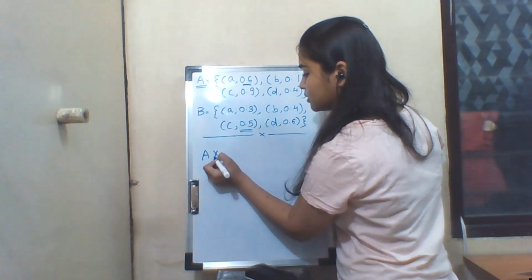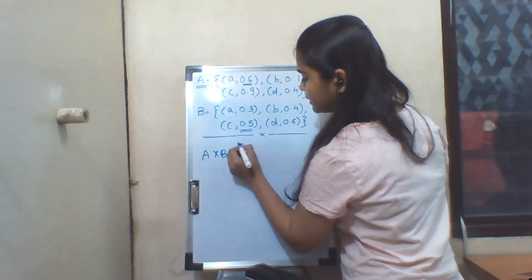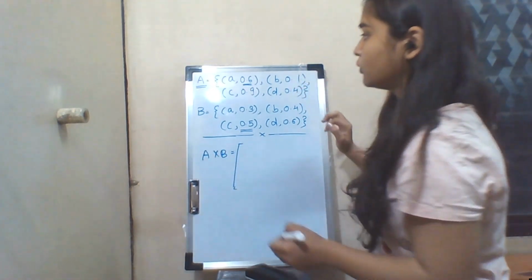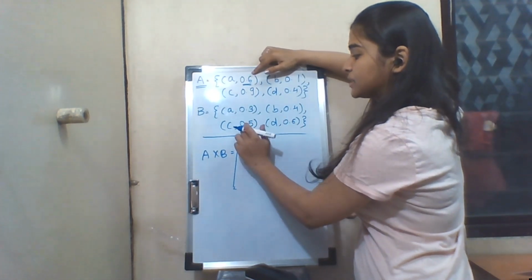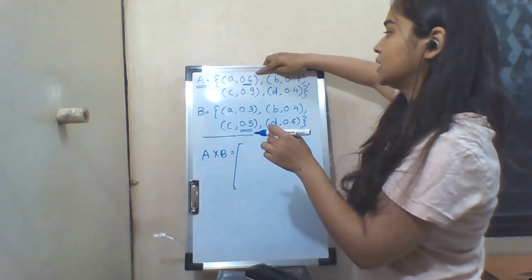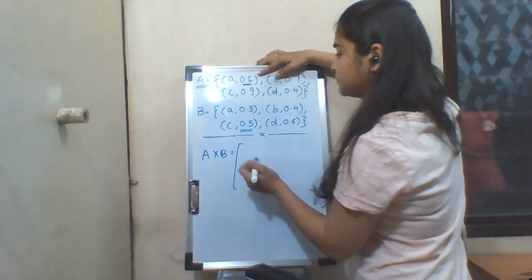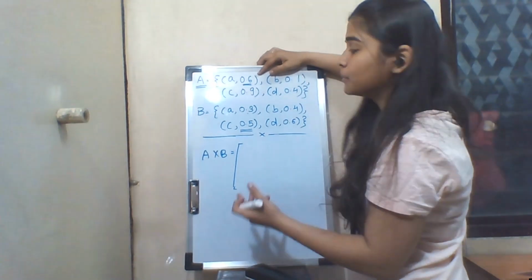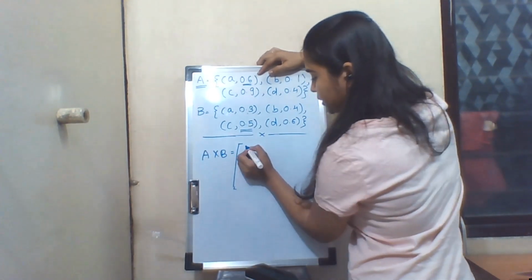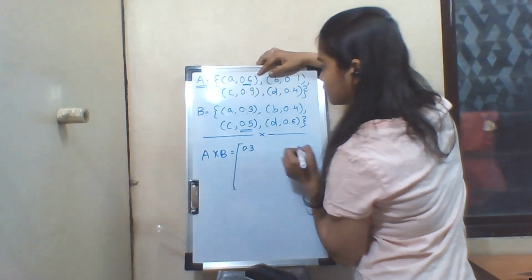Cartesian product of A and B is equal to. Now we compare the element A with all the elements in set B. So let's compare the degree of membership, 0.6 and 0.3. Here we have to choose the minimum. So obviously 0.3 is the minimum.